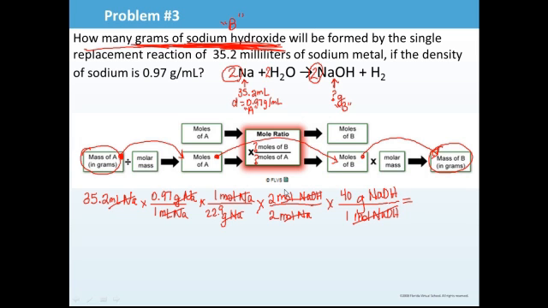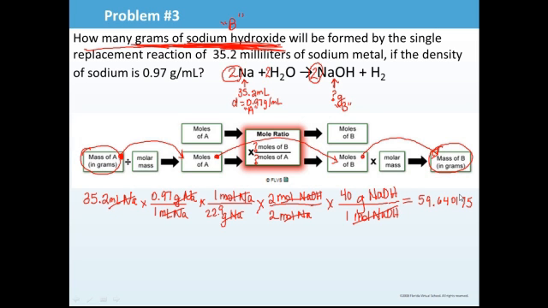And now we're going to do this very long math problem, and we're going to multiply everything on the top. So 35.2 times 0.97 times 2 times 40 divided by 1 divided by 22.9 divided by 2, and we should get an answer of 59.640175. That is what our calculator gives us.